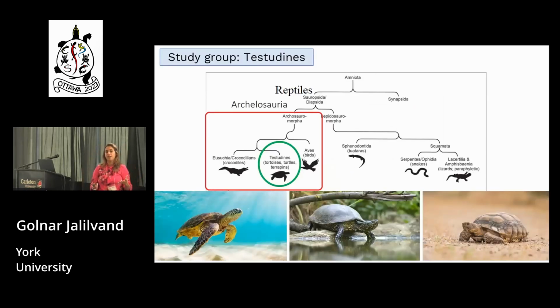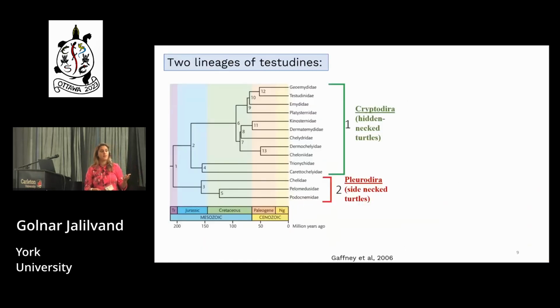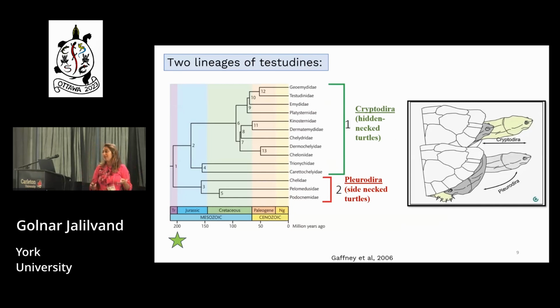Turtles, we all know, are an order of reptiles consisting of 2 lineages, cryptodirans and pleurodirans, which diverged around 200 million years ago. Cryptodirans and pleurodirans have different neck retraction mechanisms, which is kind of their thing, and are distinguished by the way they retract their neck. Cryptodirans fold their neck in a vertical plane and withdraw the head and neck under the shell, while pleurodira, or side neck turtles, bend their neck sideways and tuck the head under the shell.